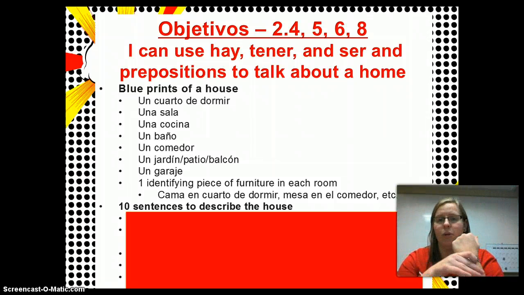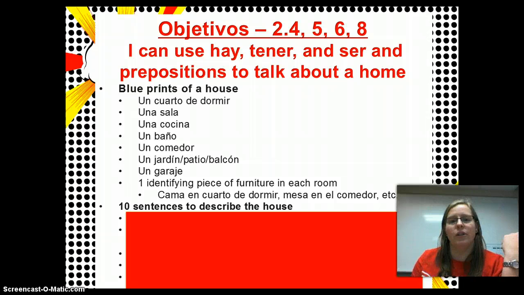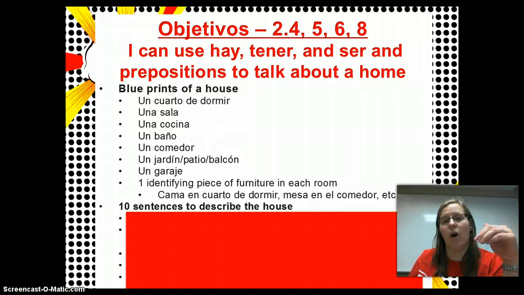Then inside each room you have to have one identifying piece of furniture. And what I mean by that is if you have a bedroom, you better have a bed in there, because where are you going to sleep, right? El cuarto de dormir. If you have a living room, then you should probably have some sofas in there. If you have a dining room, you should probably have a table or chairs in there, because how are you going to eat in the dining room if it doesn't have a table, okay? So you're going to draw your ideal home. And then once you've drawn it, you're going to describe the house you've drawn.